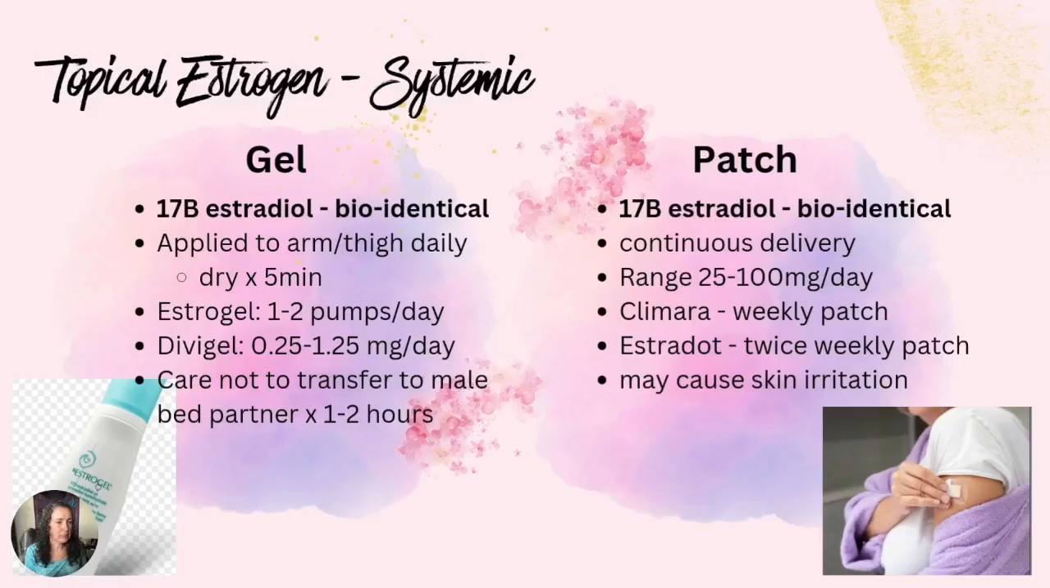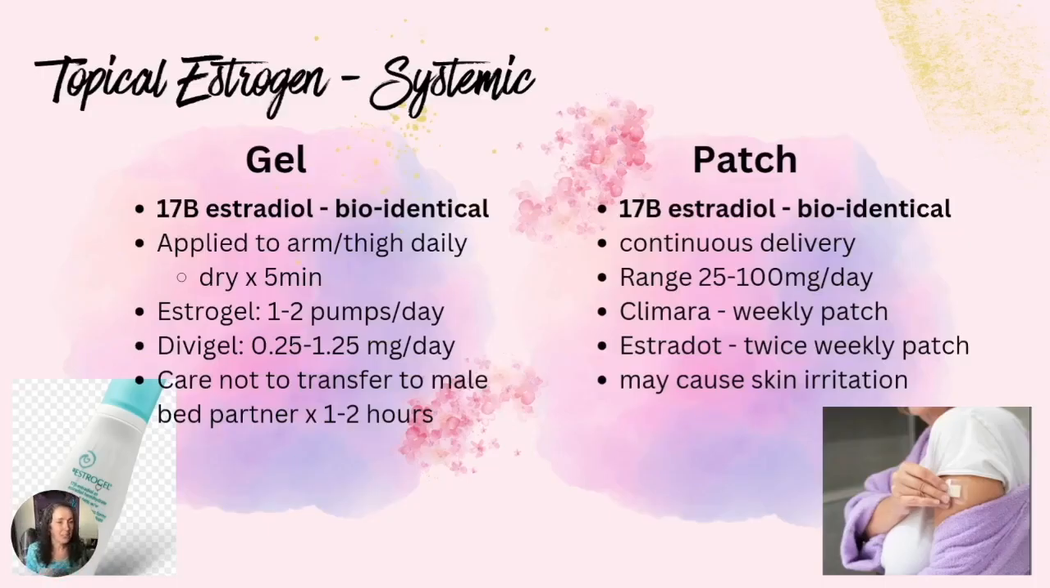The patch is basically like a little sticker that you wear on your skin. It gives a continuous amount of estrogen over the period of time that you're wearing it. The estradiol you would change twice weekly, and the Climera you would change once weekly. The one thing is, when I was on the once weekly ones, I didn't find it lasted the full week, and it would sometimes wear off towards the end. So you might need to change it slightly more frequently.